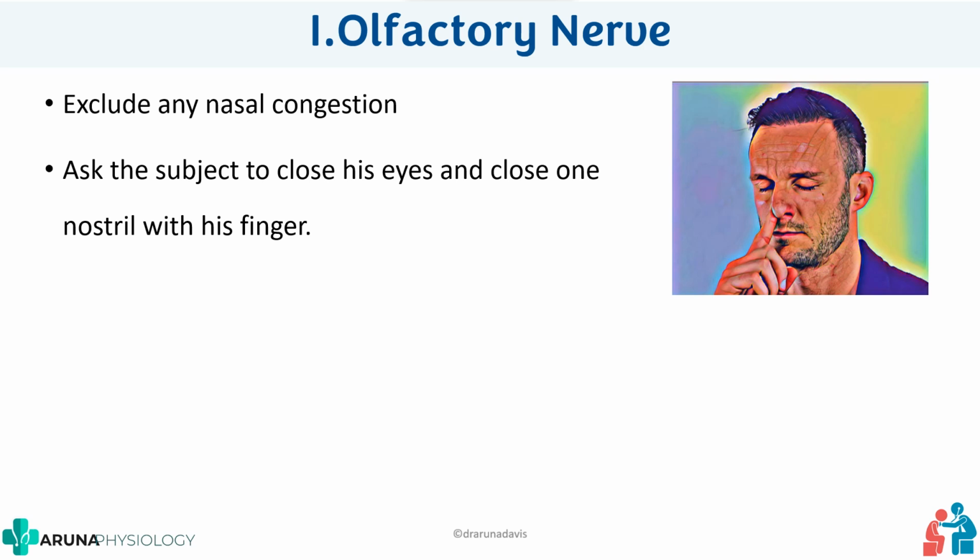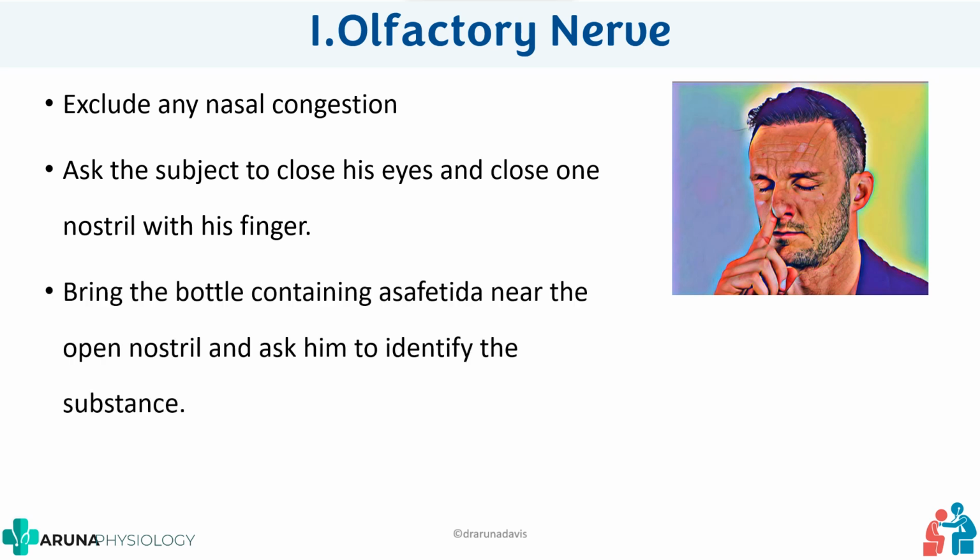Then we bring a bottle containing an odorant, it could be coffee, it can be asafoetida, anything, near the open nostril, and ask him to identify the substance. The test must be done on the other side, but this time with another odorant. So remember to use two different smells for each nostril, otherwise the person will be able to guess what the smell is. That's how you test the olfactory nerve.